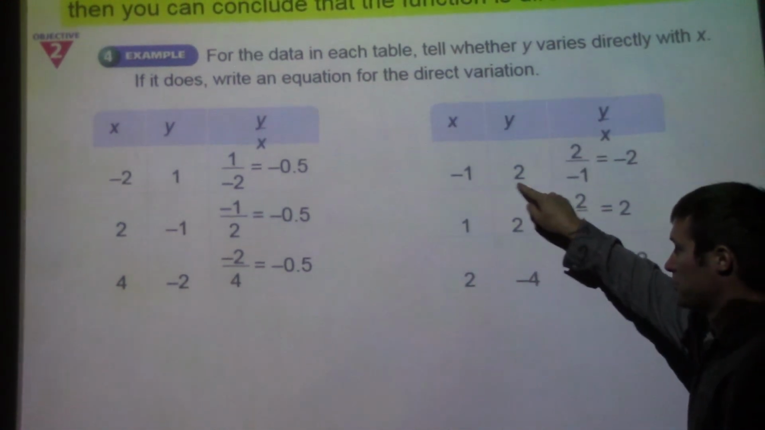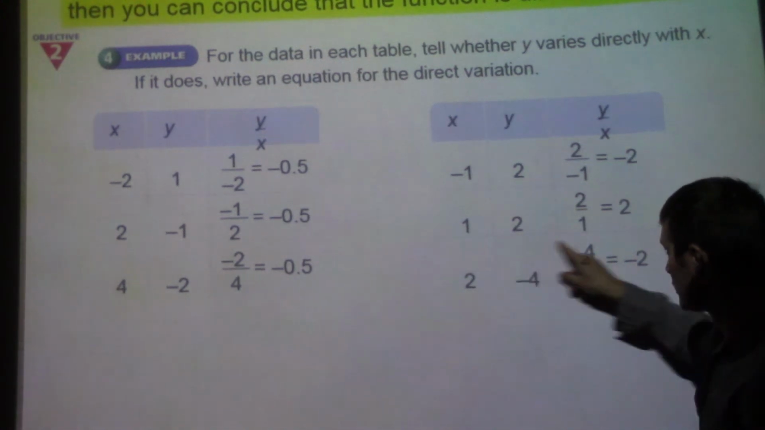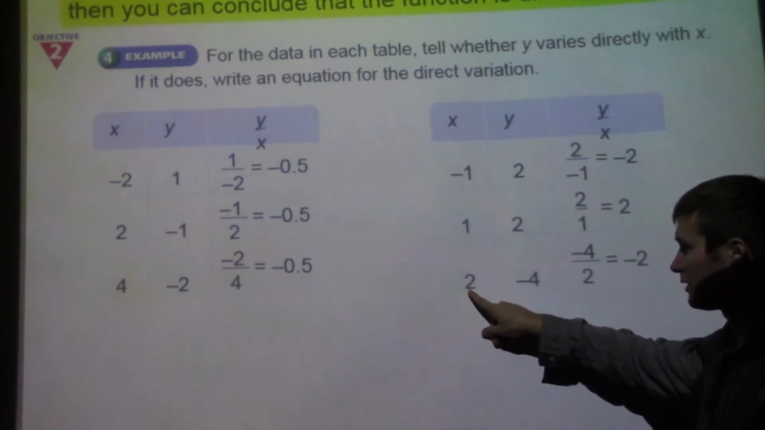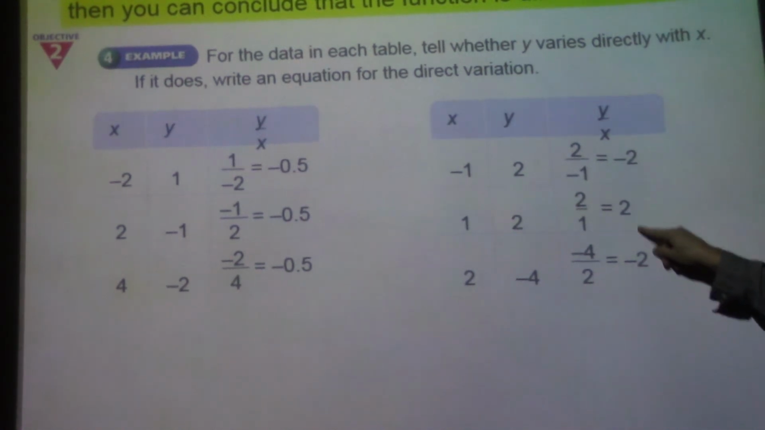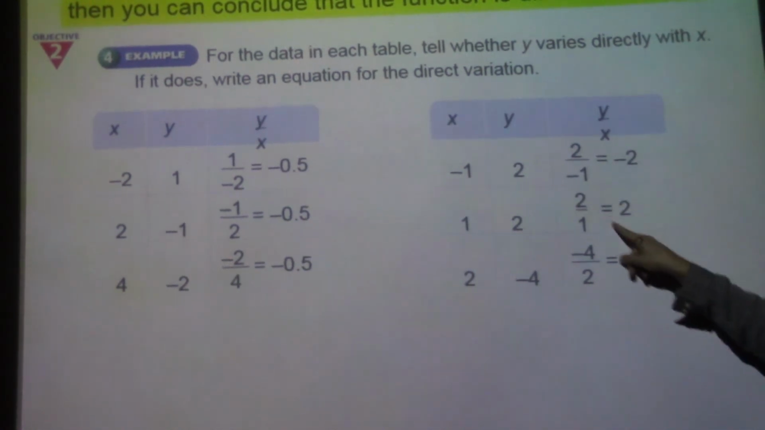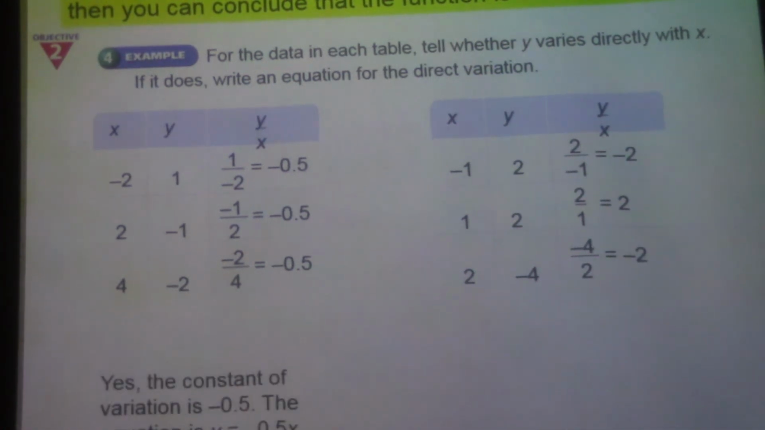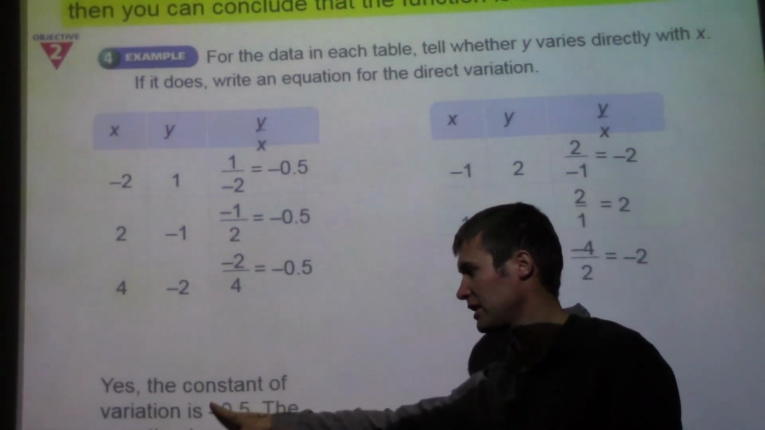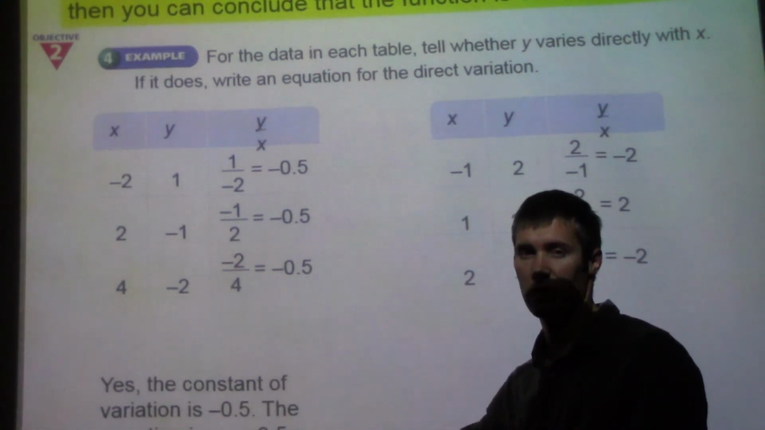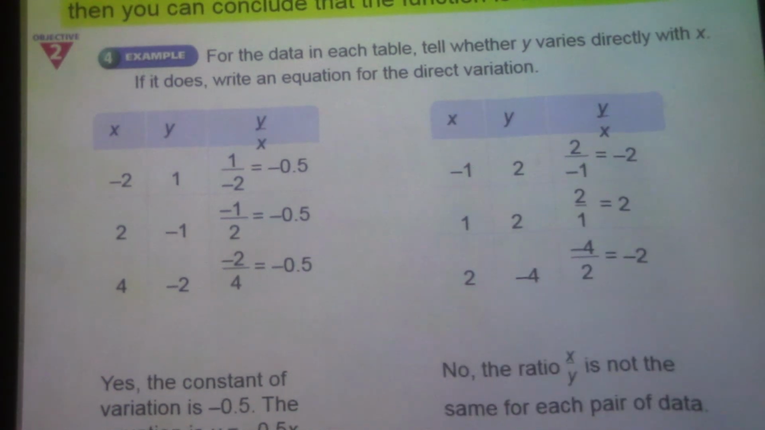If I come here, 2 divided by negative 1 is negative 2. 2 divided by 1 is 2. Negative 4 divided by 2 is negative 2. As you can see, we have negative 2, positive 2, negative 2. Since it's not all the same, we may just be switching a sign, so it's not a direct variation. The first was a direct variation, so we can write an equation. Our constant is negative 0.5, which goes in front of x. This one is not a direct variation, so there's no equation for us to write.